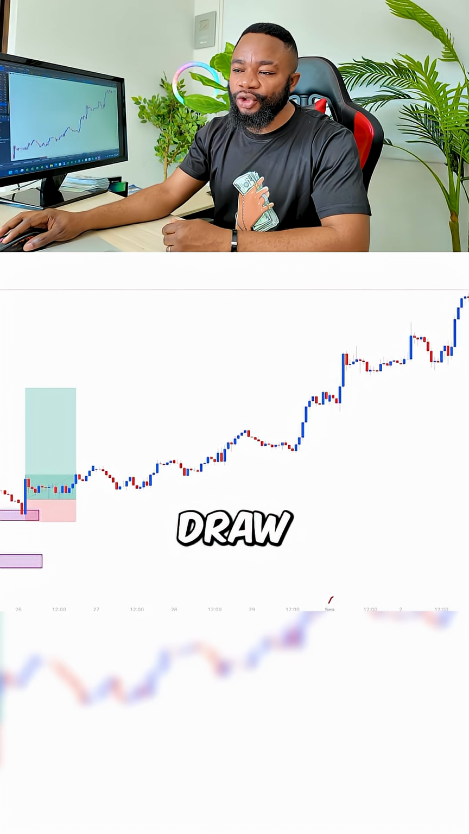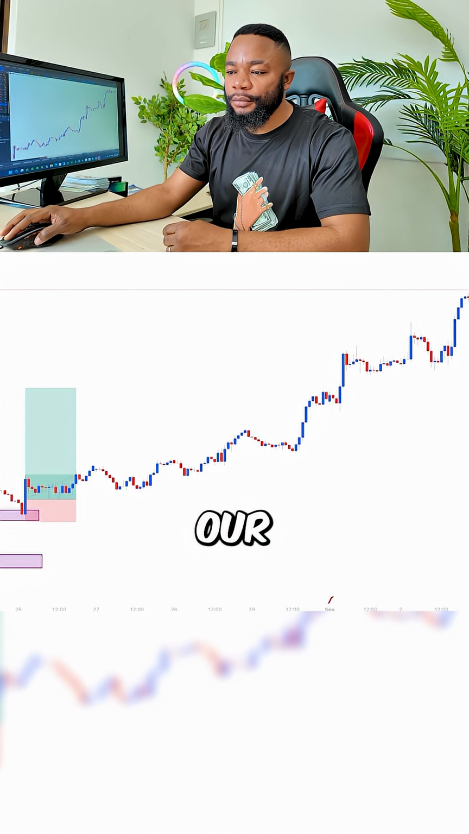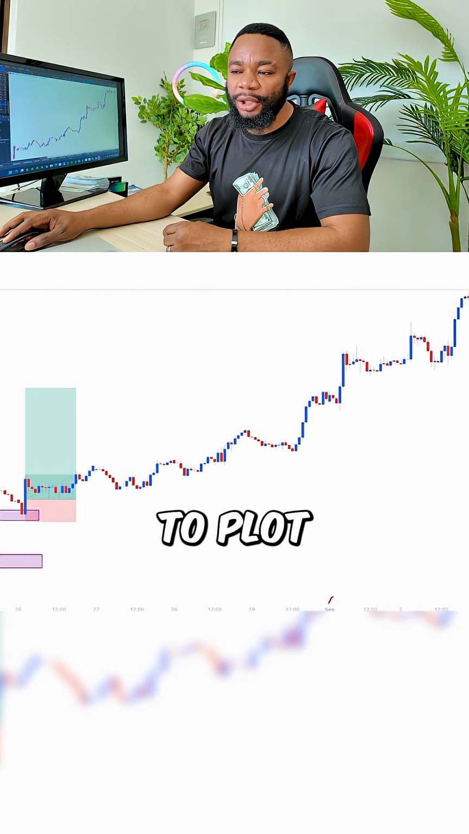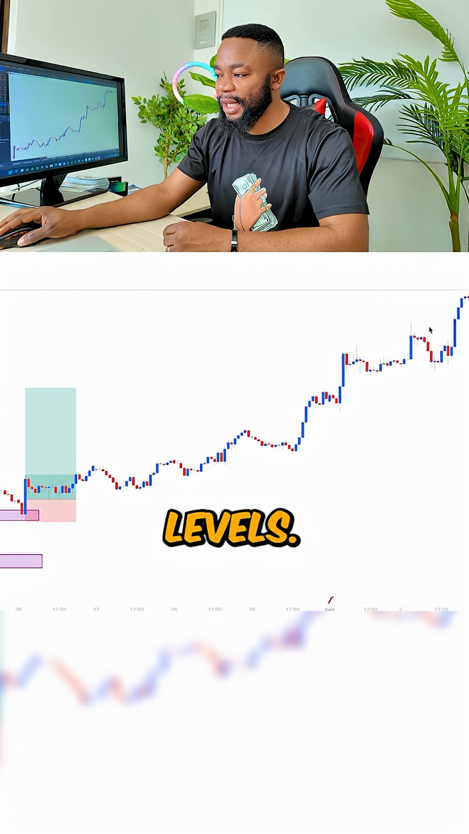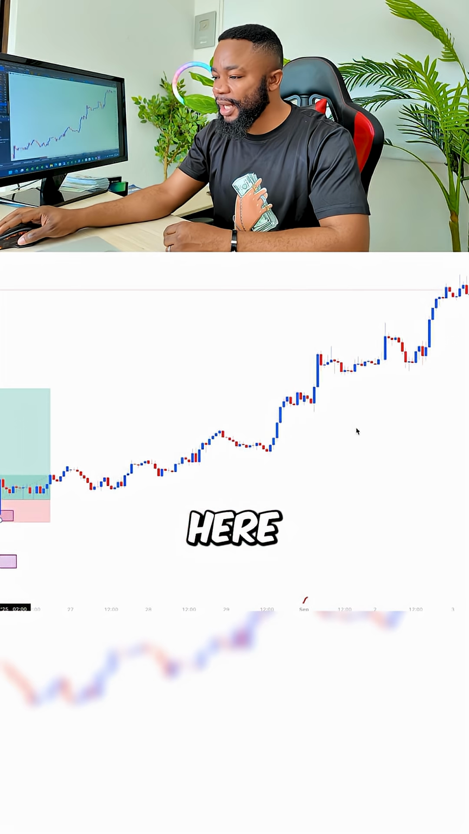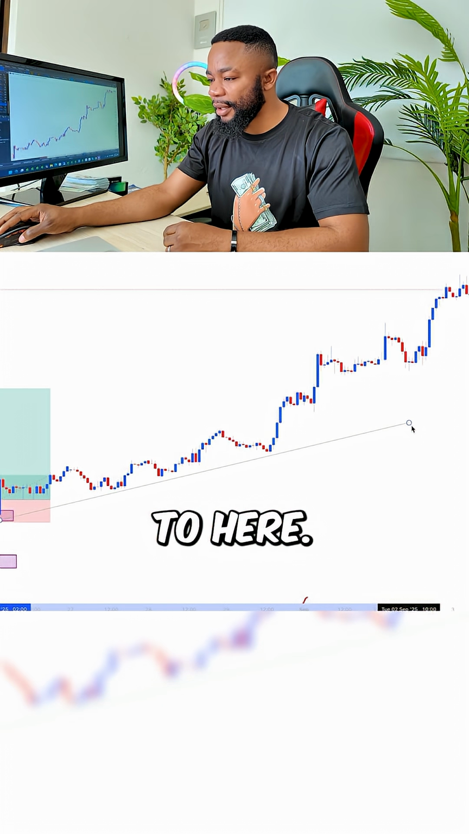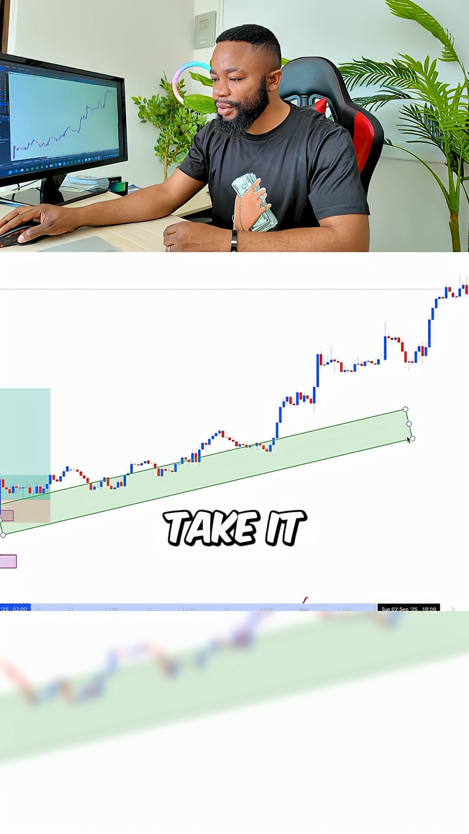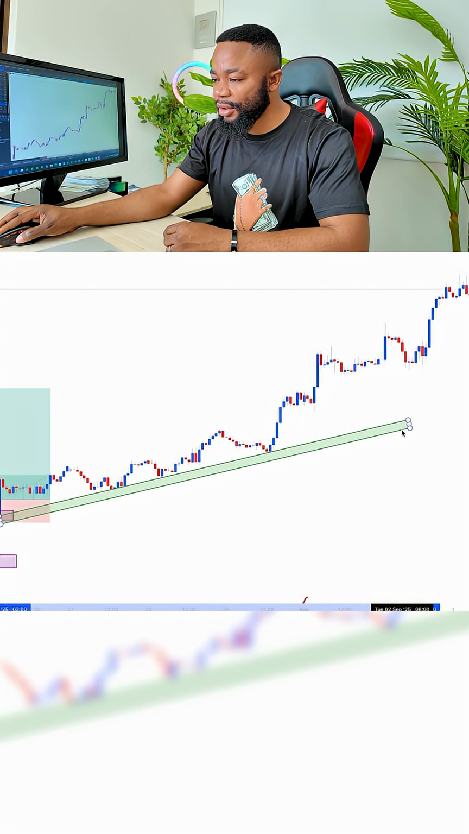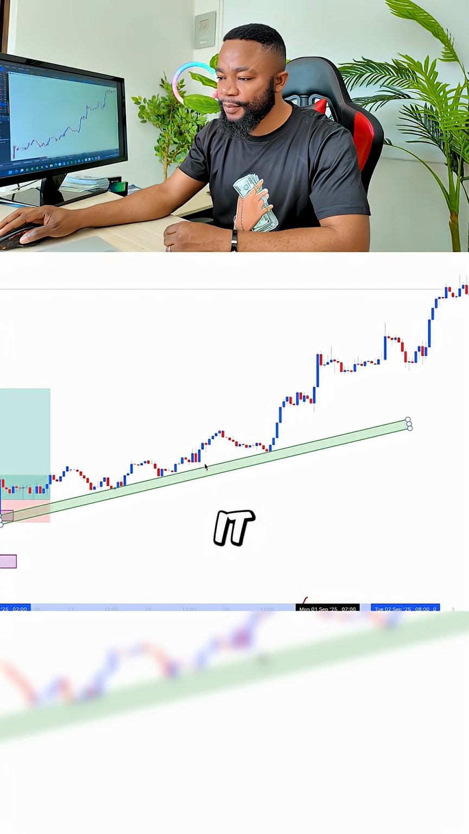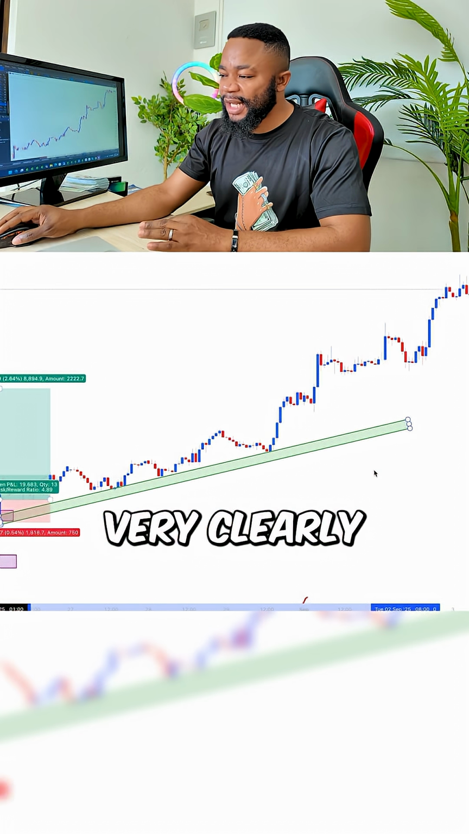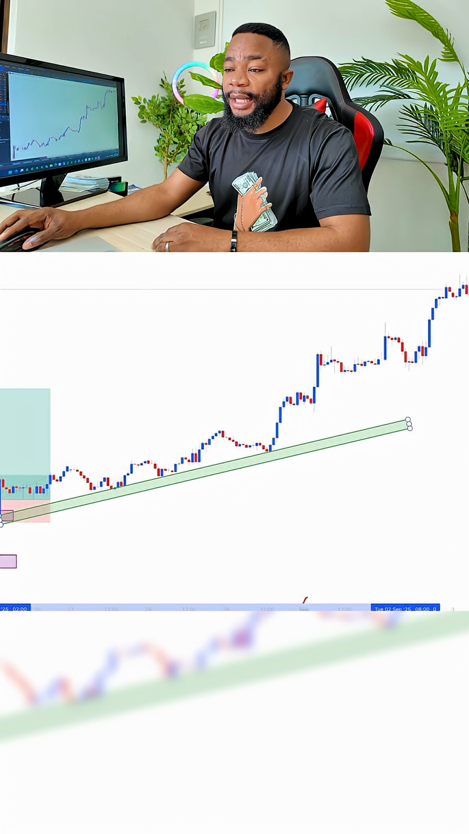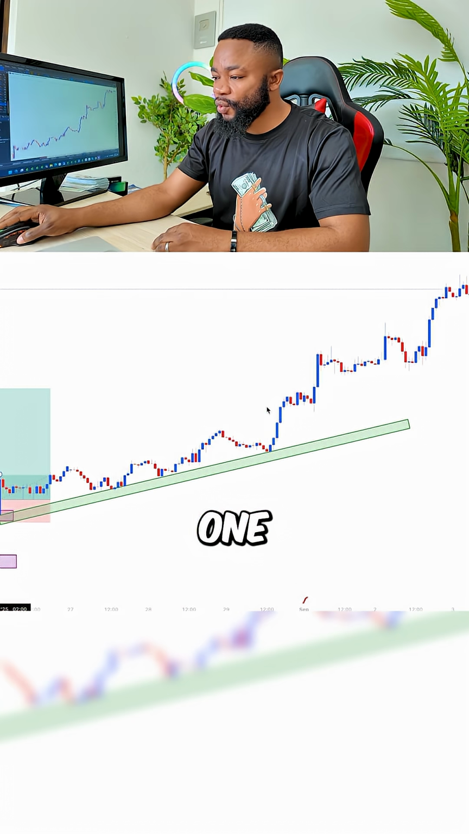So we can easily draw now our trend line from there to plot our next support and resistance levels. We plot from here right up to here. We plot from there right up to there, and then we need to just take it down a bit. I want my, just like this, boom, that's it.